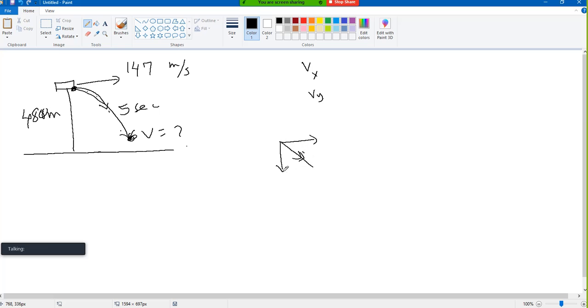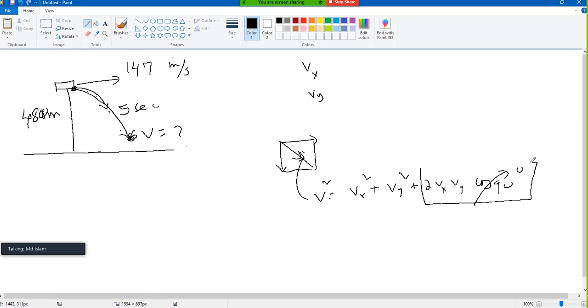resultant will be this way, and we can find this resultant using Vx square plus Vy square plus twice Vx Vy cosine 90. Cosine 90 is 0, so this portion vanishes. So V equals this. Or you can memorize this. Whenever there are two perpendicular components, to find their resultant, we simply take the sum of the squares and then the square root.